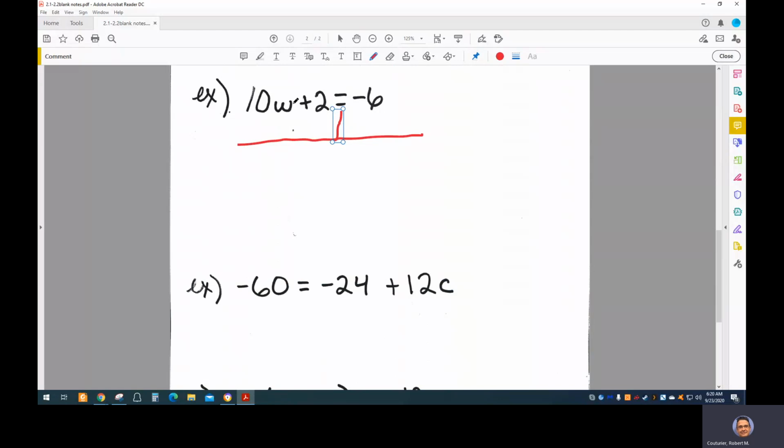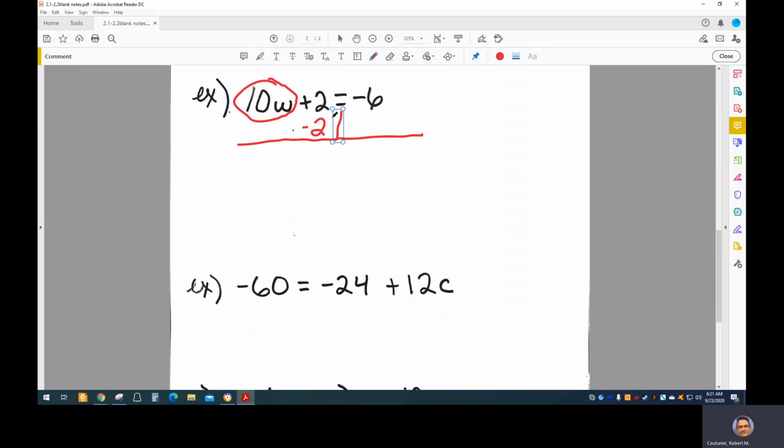I see I have a 10w plus 2. This, I like to circle. I know that these are stuck together. I can't do anything with these whatsoever until all this stuff is gone. So what do I have here? I have a plus 2. So that means I have to take away 2.